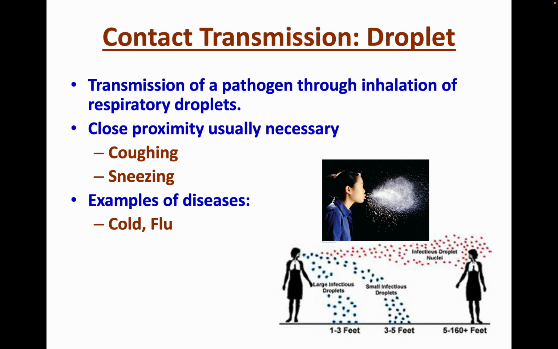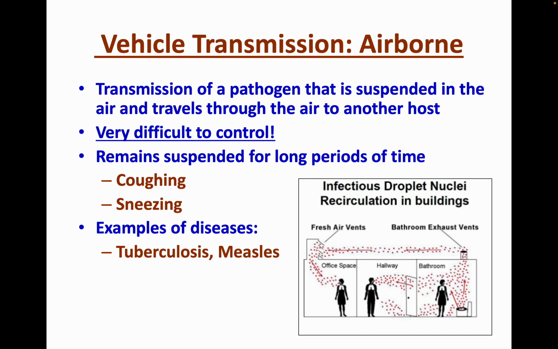All right, another type of contact transmission is by droplets. Transmission of a pathogen through inhalation of respiratory droplets. Close proximity is usually necessary. They can be transferred by coughing or sneezing, and some examples of this are the cold, influenza, and coronavirus.